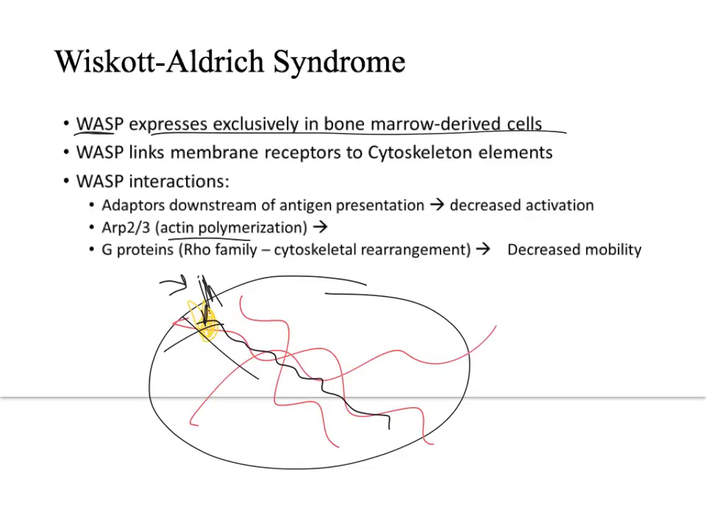Also, whenever the signal is sent, you get depolymerization, you get repolymerization, you get basically a rearrangement of the cytoskeleton that causes movement. And whenever you don't have those receptors connected, you're not going to get the polymerization and the rearrangement to cause that mobility. So you get decreased mobility and decreased activation.